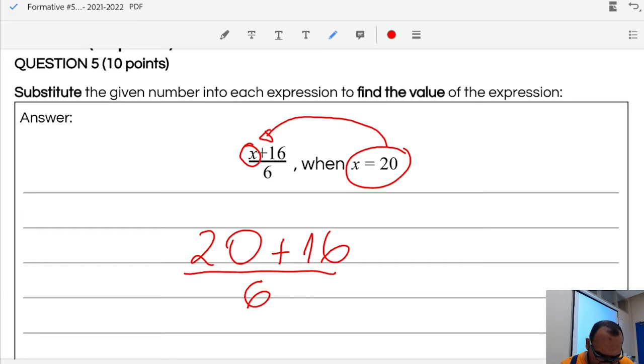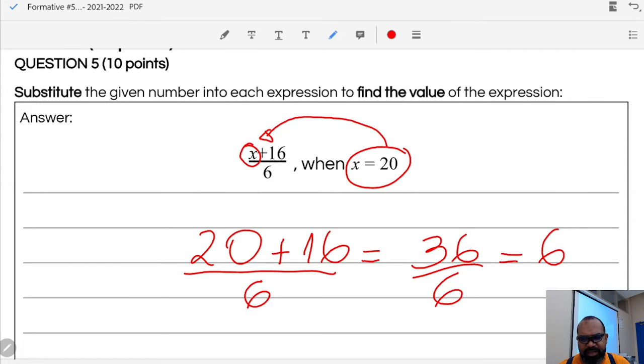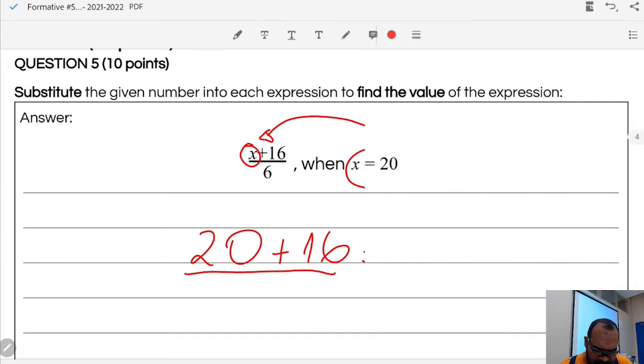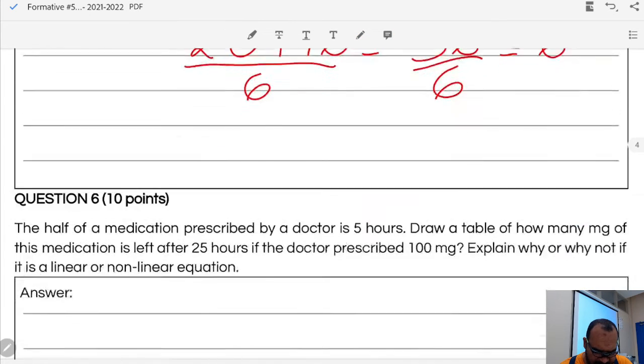20 plus 16 divided by 6, which is 36 divided by 6. Which number times 6 equals 36? Or how many times does 6 go into 36? The number is 6. Great. I hope everybody understands. Let's go ahead to the next.